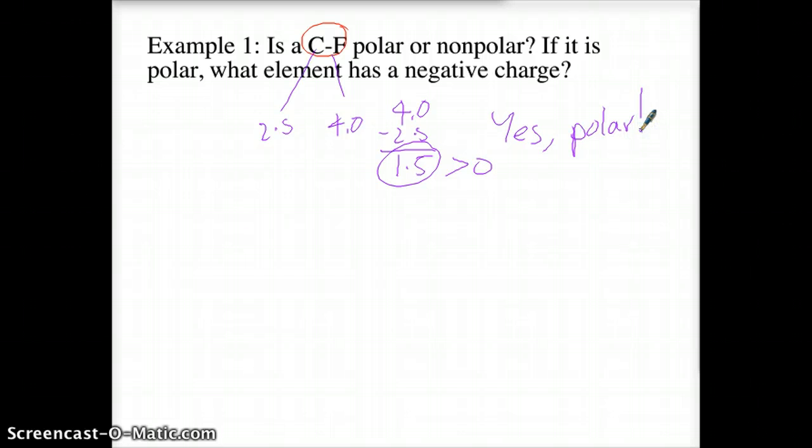Now the question is, if it is polar, which we said it is, which element has a negative charge? So the element with the negative charge is going to be the element that's more electronegative, because that means it wants electrons more. So which one of these elements is more electronegative? Clearly fluorine. So fluorine would be negative.